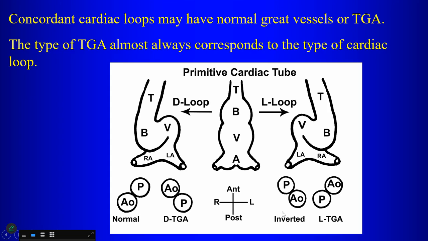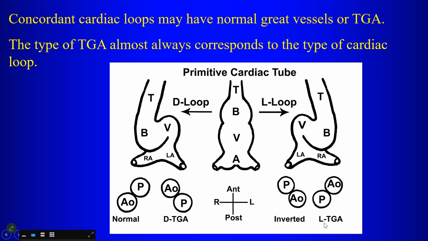Again, if you don't have transposition, you just have an inverted relationship here. And these patients are normal from the point of view of congenital heart disease. They're just the mirror image of normal when you look at their imaging. However, they might also have transposition. They might develop transposition. If they develop transposition, we will call this L transposition.